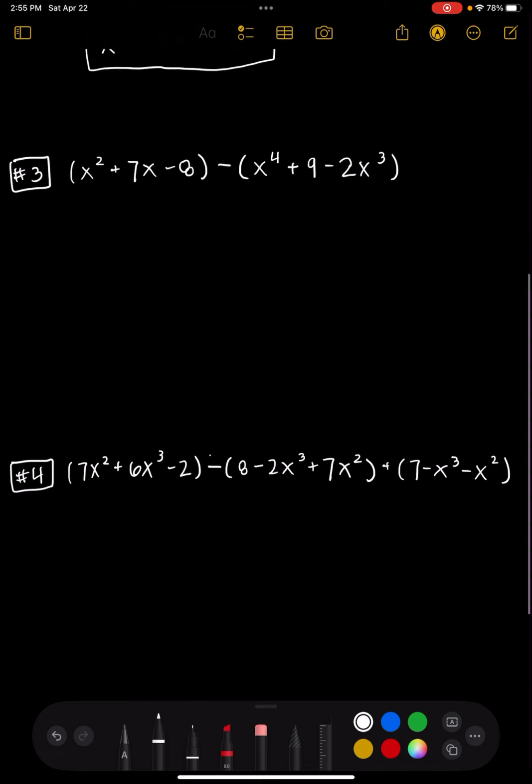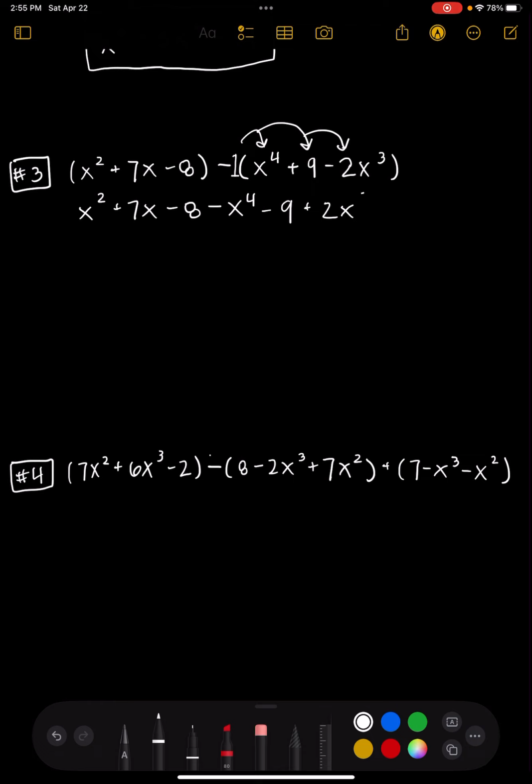Once again, remember that minus sign is kind of like a -1 right there, right? So we're going to distribute the -1. And when we distribute the -1, all of the signs in the second set of parentheses flip. So I'm just going to rewrite the entire thing, but leave the first set of parentheses as is. And then the second set of parentheses, we're going to flip-flop the signs. So it's going to turn to a -x⁴, -9, and a positive 2x to the third.